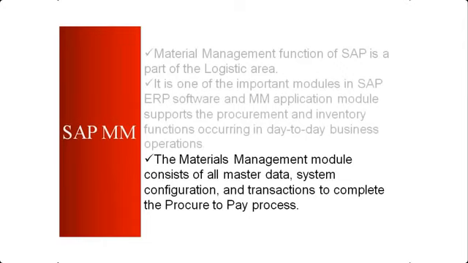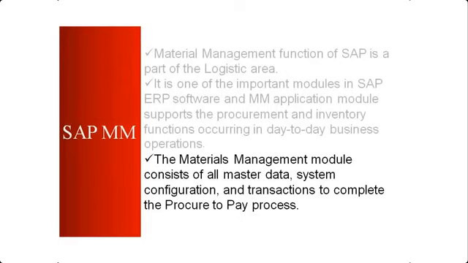The material management module consists of all master data, system configuration, and transactions to complete the procure to pay process. So MM is all about creating master data, changing the configuration, and creating transactions. Creating master data is like creating a material master or vendor master. There are different types of master data we can create. Then changing the configuration, and creating transactions like purchase orders or purchase requisitions and invoices. So it's a whole complete process from procure to pay. That's MM.